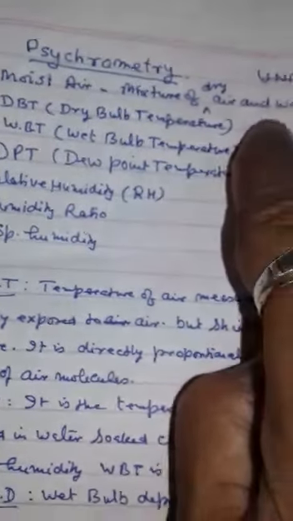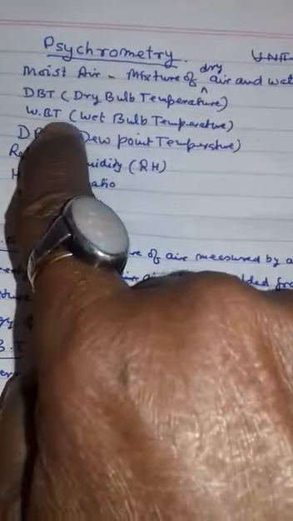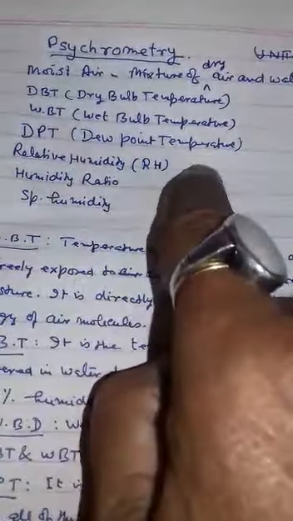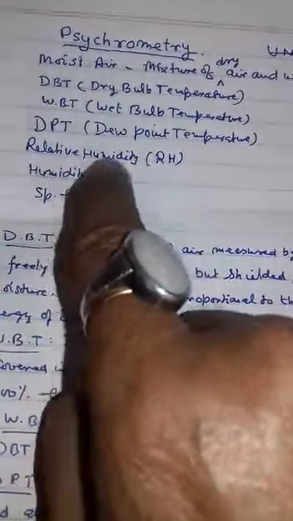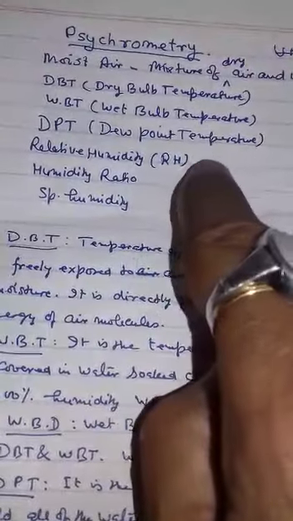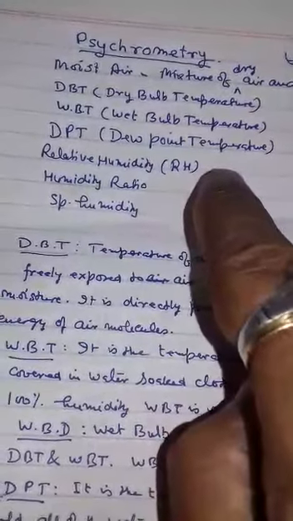So moist air, that is the mixture of dry air and water vapor. Then DBT, dry bulb temperature. Then WBT, wet bulb temperature. Then DPT, dew point temperature. Dew point temperature means the temperature at which water vapor precipitates in the air. Then relative humidity, RH, that is the pressure of the vapor divided by the pressure of the vapor at the saturated stage.